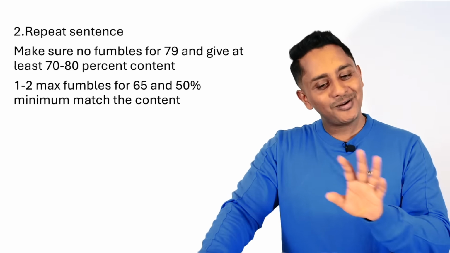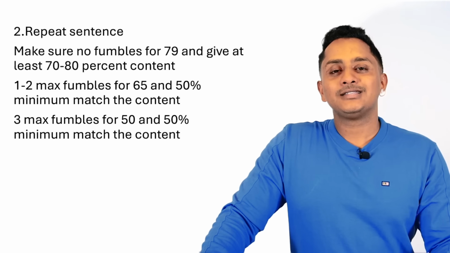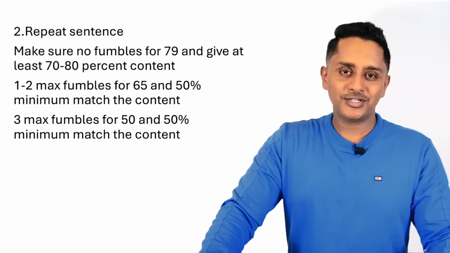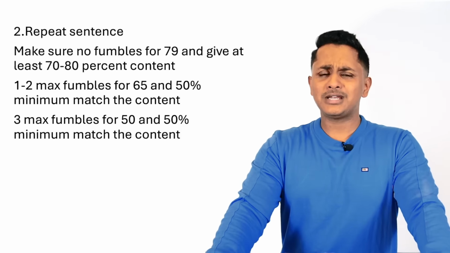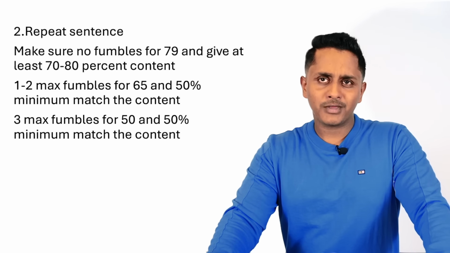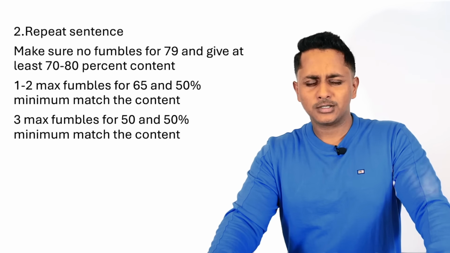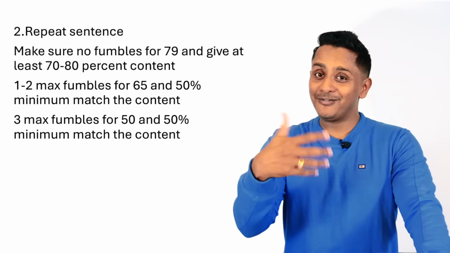Work on your listening skills. Alright. For 50 plus, I just need 50 plus, max of 3 fumbles. Let's say the sentence is: The tiger enters the village and is causing unrest among the people. And you started saying, the tiger enters the village and causes disturbance. Still fine, you may get 50, but may not get 65. There are so many fumbles.